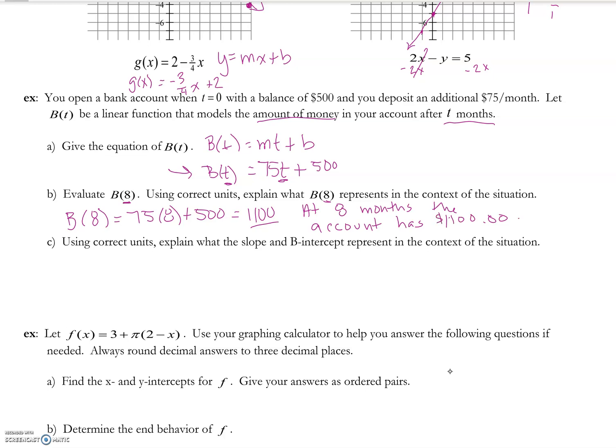Lastly, it says using correct units, explain what the slope and the b-intercept represent in the context of this situation. We know that our slope is 75, which came from the fact that we were depositing $75 each month. And the b-intercept is our 500, and that was the initial deposit.